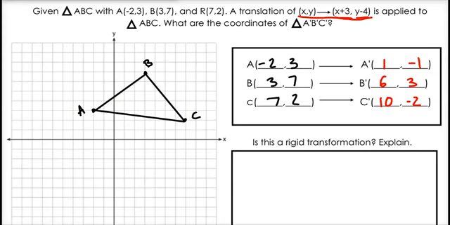Now, let's move on to our next triangle. This is the image. So A prime is at 1, -1. B prime is at 6, 3: 1, 2, 3, 4, 5, 6, 1, 2, 3. And C prime is at 10, which is all the way over here, -2. All right, we're going to connect up our triangle, make it look all pretty.